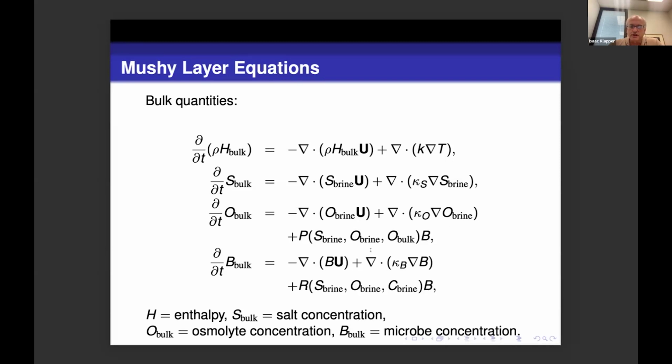And in the osmolite case, there's also, which is the important new thing, a source term. So B is some measure of the microbes, and proportional to them is some production rate, which can depend on various things. In some cases, as I'll show you, we're tracking B, and in some cases, we don't have to do that. But there's a similar equation, possibly, for the microbes.